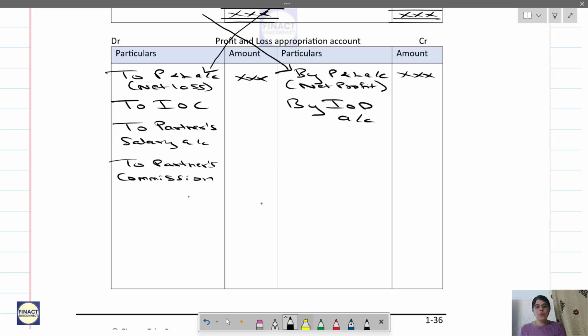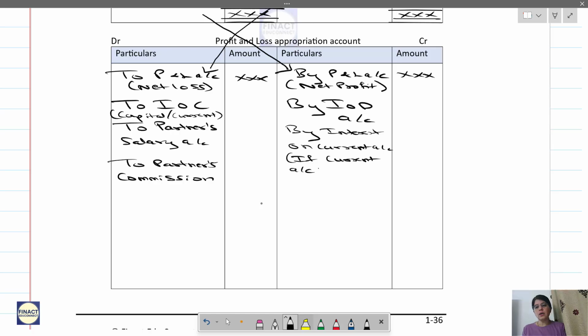Now there will be some interest on current account also. When I say capital account, you have to include current account also. If there is some interest on current account, even that will come over here. If the firm is paying interest on current account to partner, it will come over here. If the current account has a debit balance and the partner is paying interest on current account to the firm, it will come over here. So by interest on current account, if current account has a debit balance. This is important.